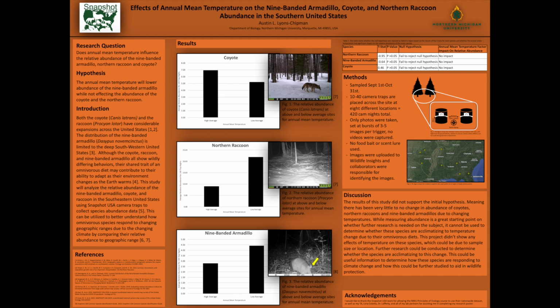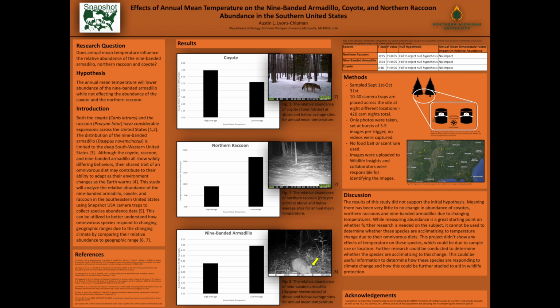So the idea for my project began when I was reading an article about the distribution of the nine-banded armadillo. The nine-banded armadillo historically has been limited to the southern parts of the US, while as of recently they've been documenting the species moving more northern, and they believe that's due to climate change.